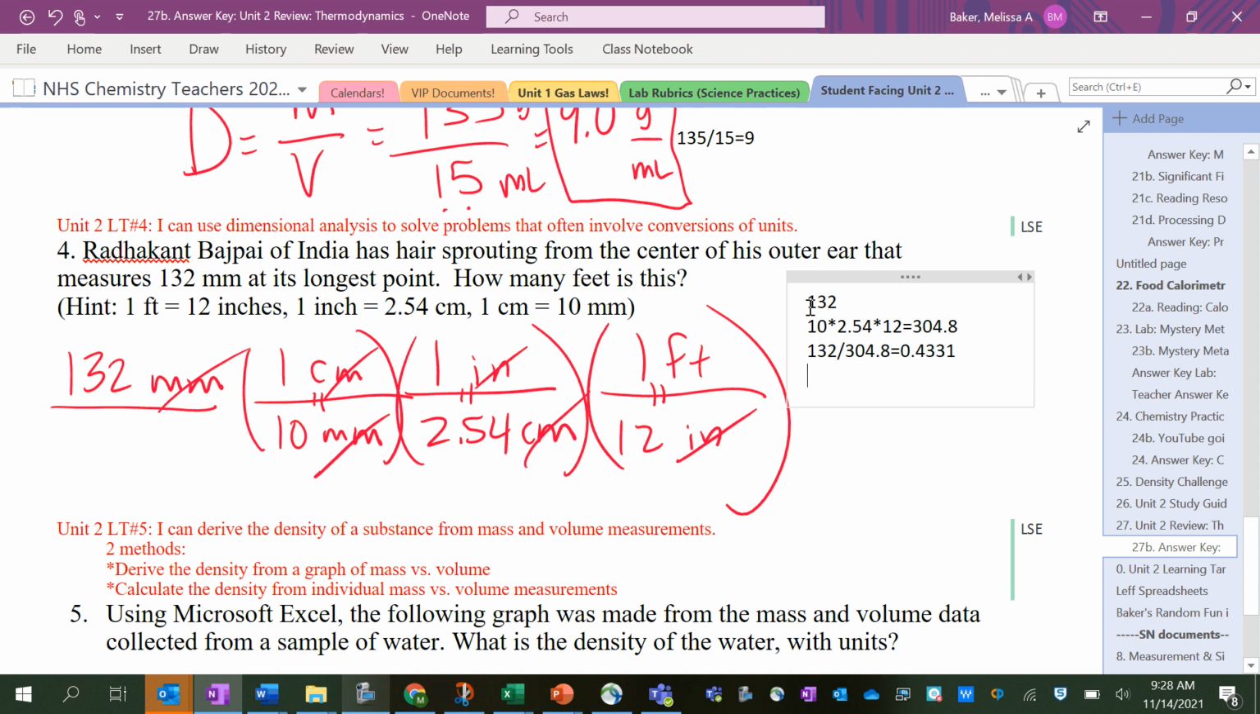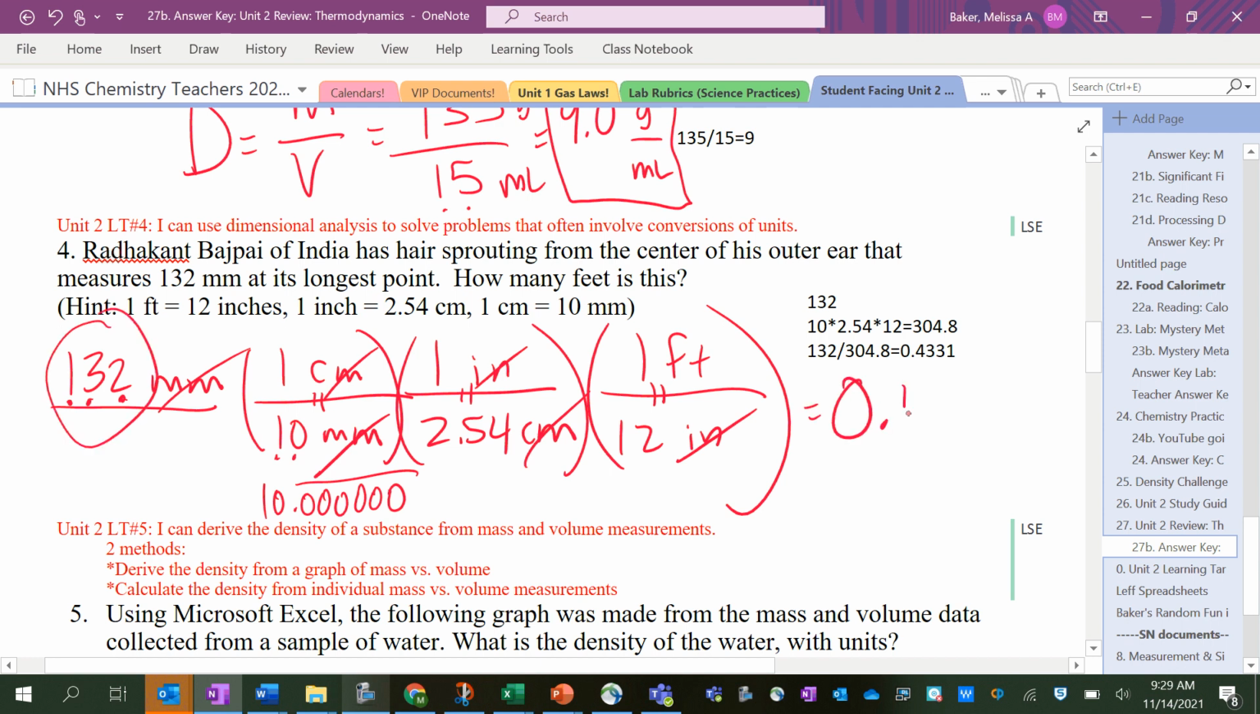And our answer should have 3 significant digits. You might say, hey, wait a second, this only has 2. But when you have an exact conversion like this, it's really like saying 1 centimeter is equal to 10.00000 forever. So you still go by the measurement. So our final answer here would be 0.433 feet, because that's 3 significant digits.